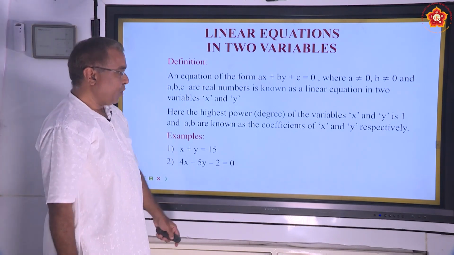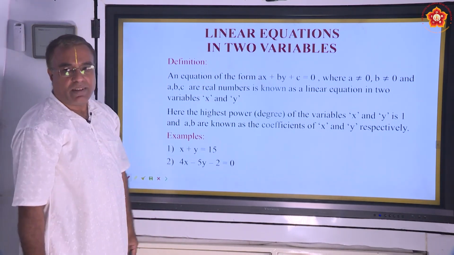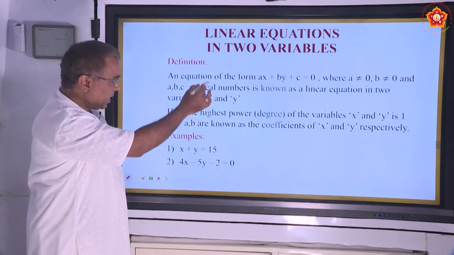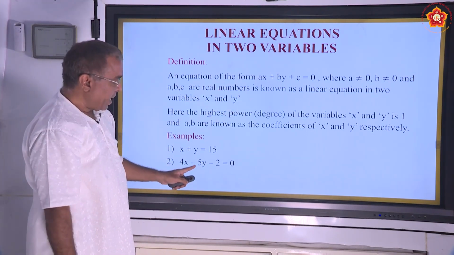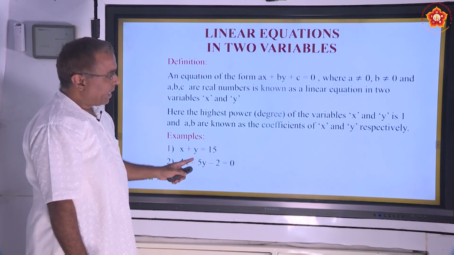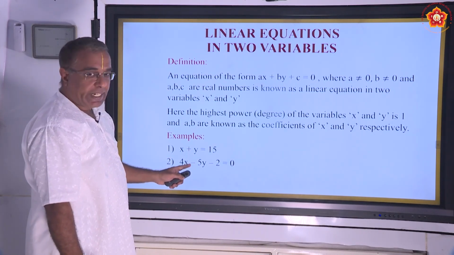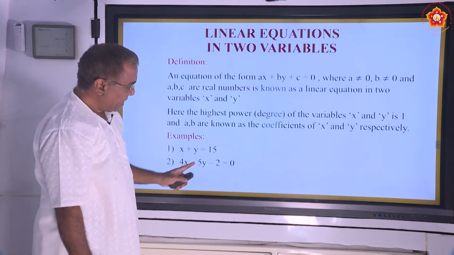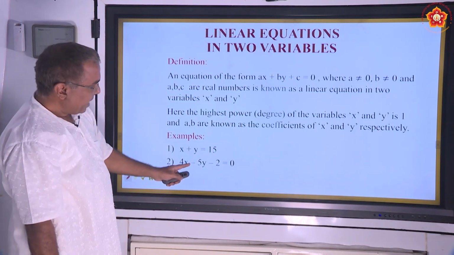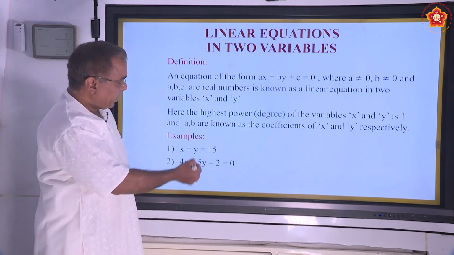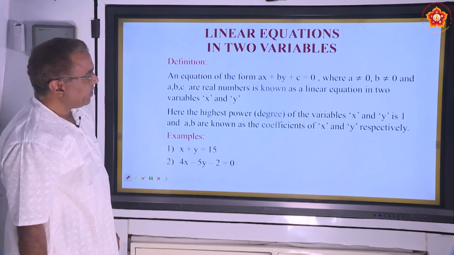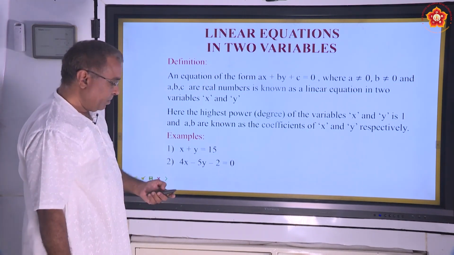Same thing, the next one also, obviously it is in the standard form. On comparison we observe that a value equals 4, b value equals minus 5. Always make a note of the sign, do not miss the negative sign here. b value is negative, which is minus 5, and c value equals minus 2. So, both these are examples of linear equations in two variables.